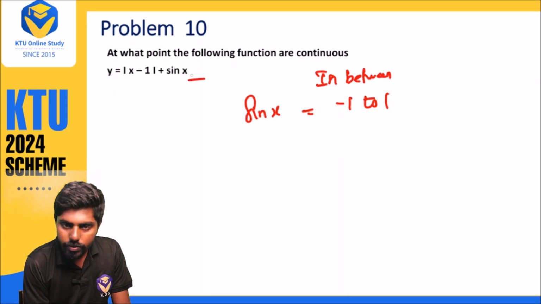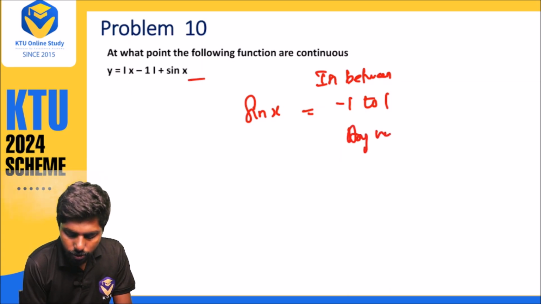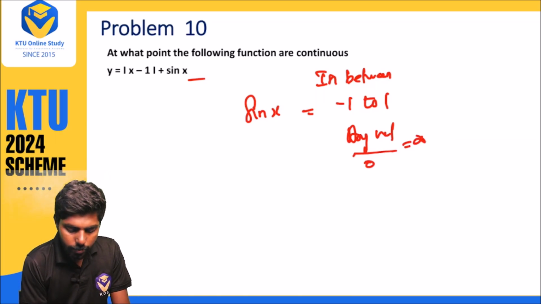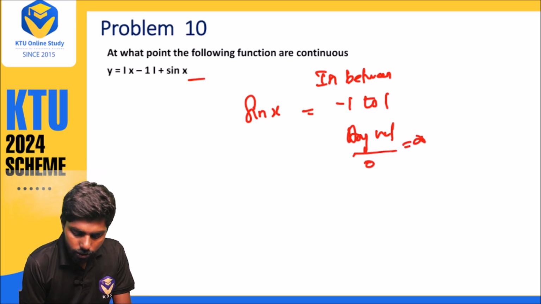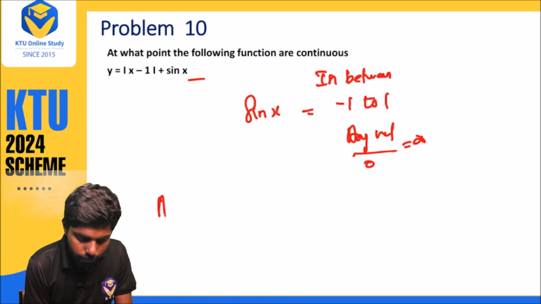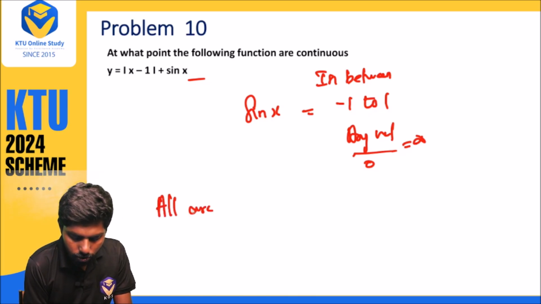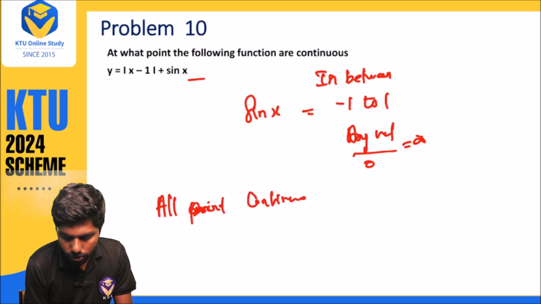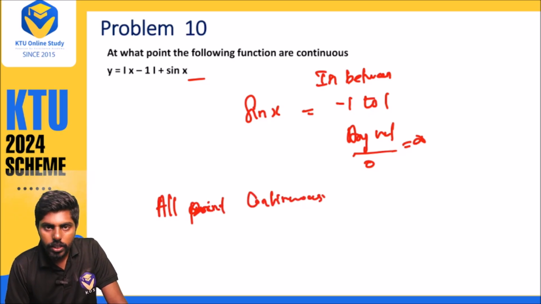It is not in a division form. Only a value divided by 0 can be called infinite. So we can say that this is nothing but continuous. All points are continuous.